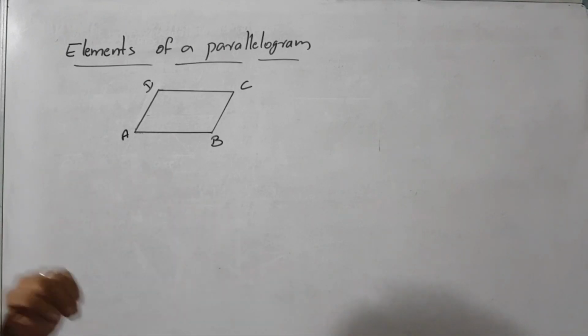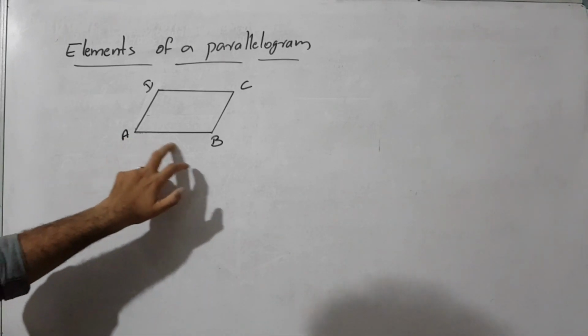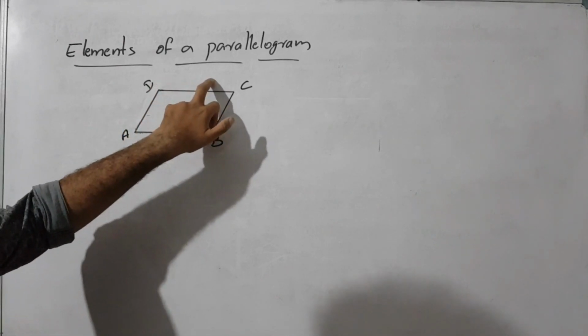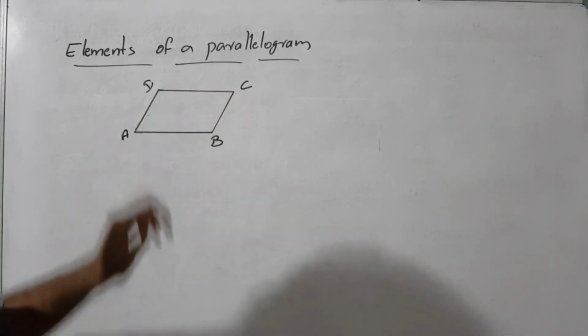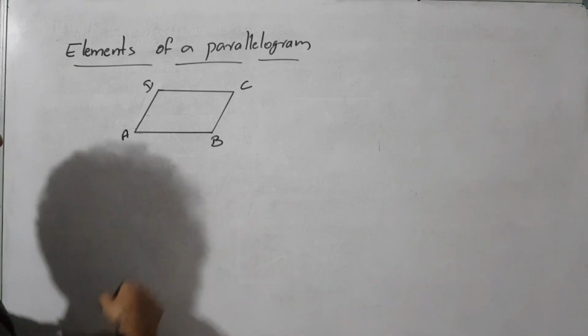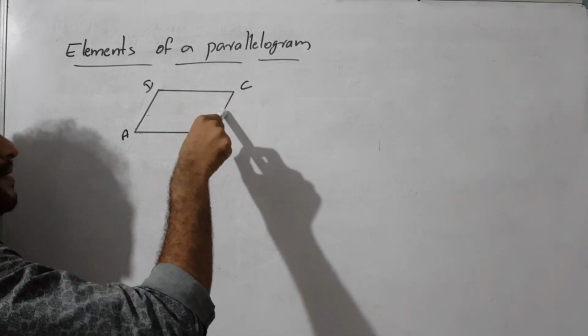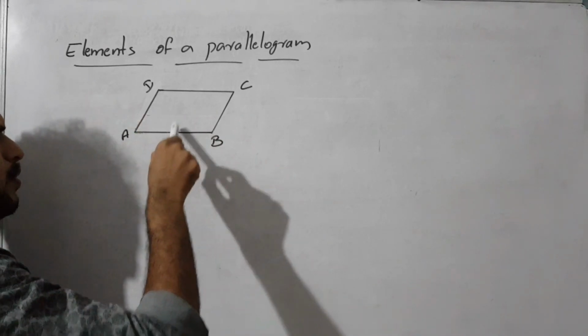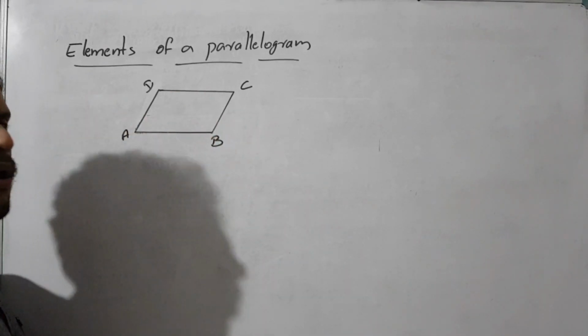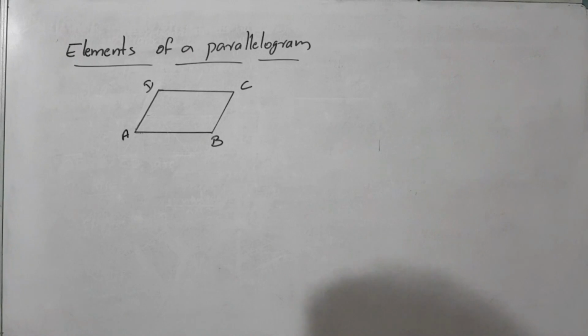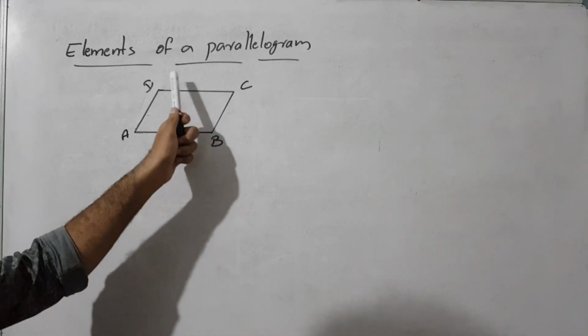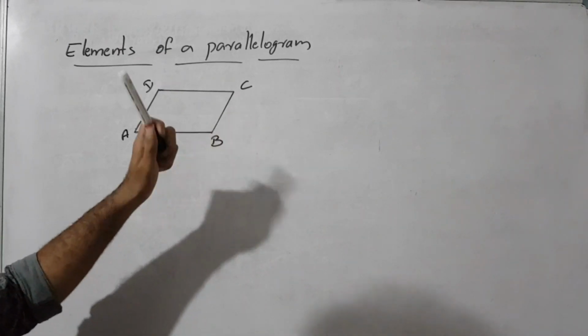Then we categorize the sides like this: AB and CD, BC and AD. These two are lying opposite, correct? DC is just opposite of AB, and BC is opposite of AD. So these two are called opposite sides. They are pairs of opposite sides. Clear? What are the opposite sides of this parallelogram? This parallelogram's opposite sides are AB and DC, BC and AD.